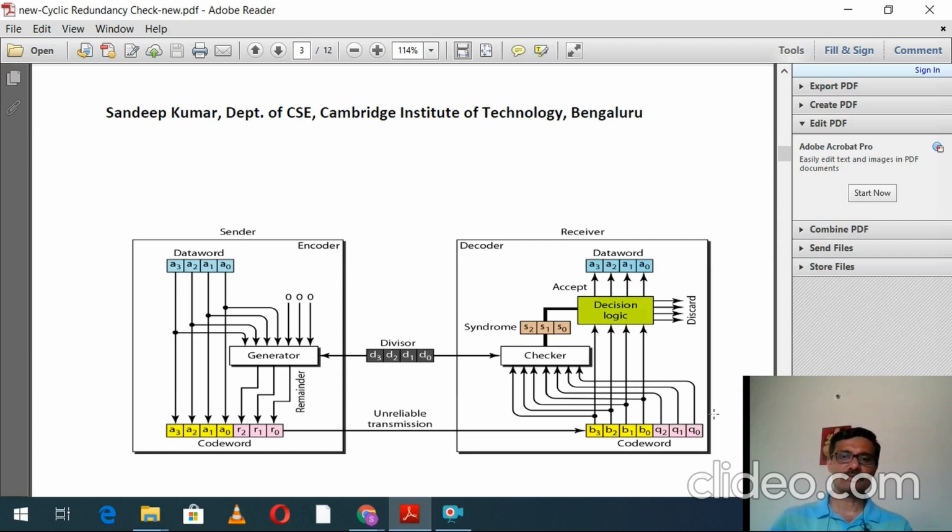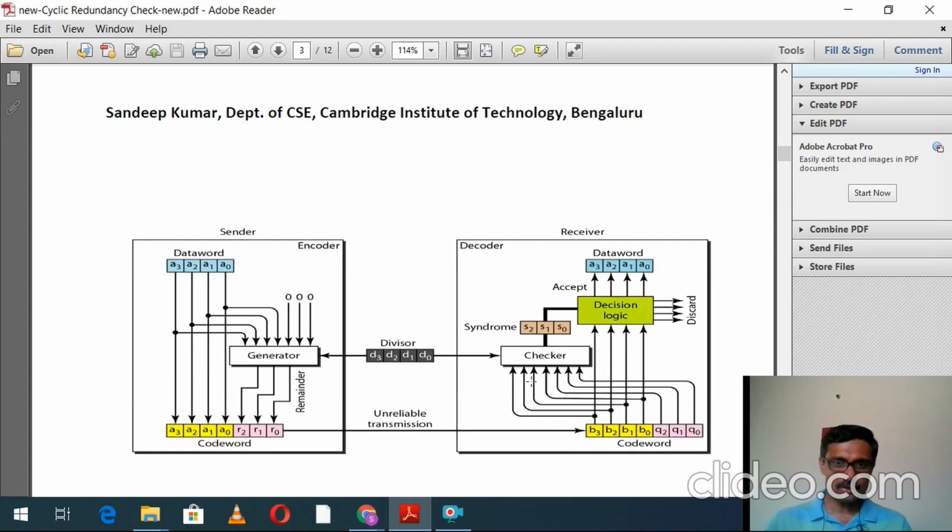The receiver will now receive the code word with error or without error. There are two possibilities here. The checker will do the same job as the generator. The checker performs the same operation as the generator, but with one small change: instead of the augmented data word, it performs the division operation on the received n-bit code word.